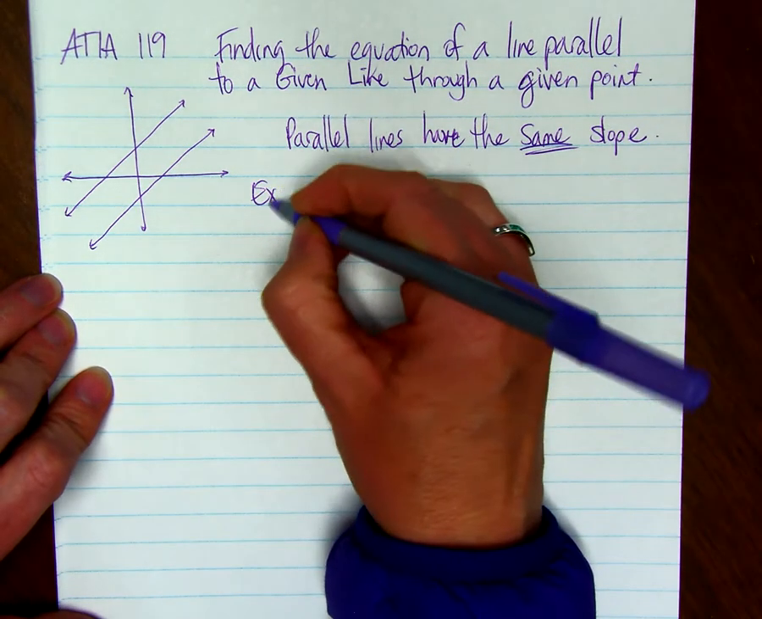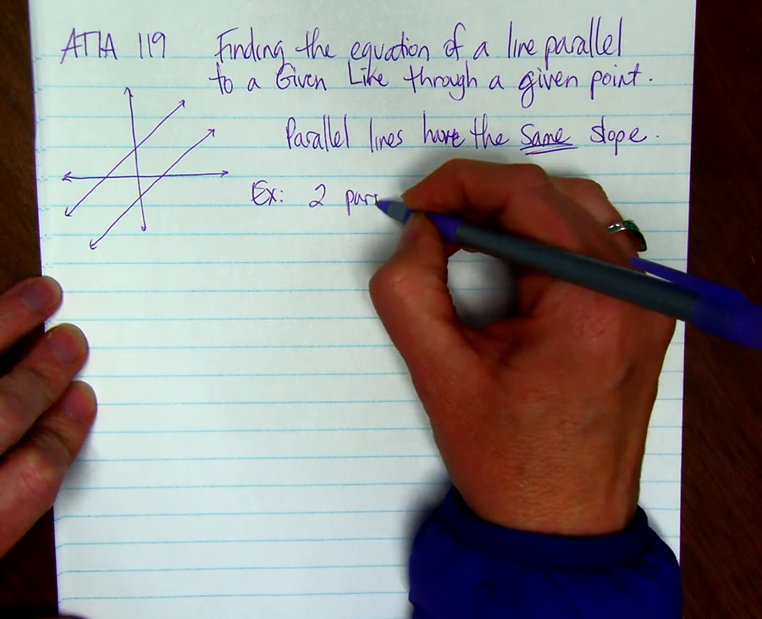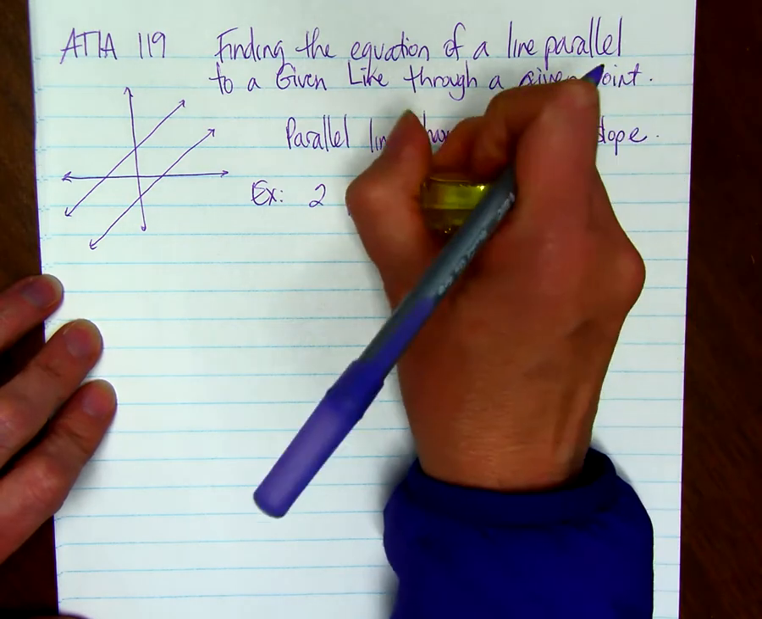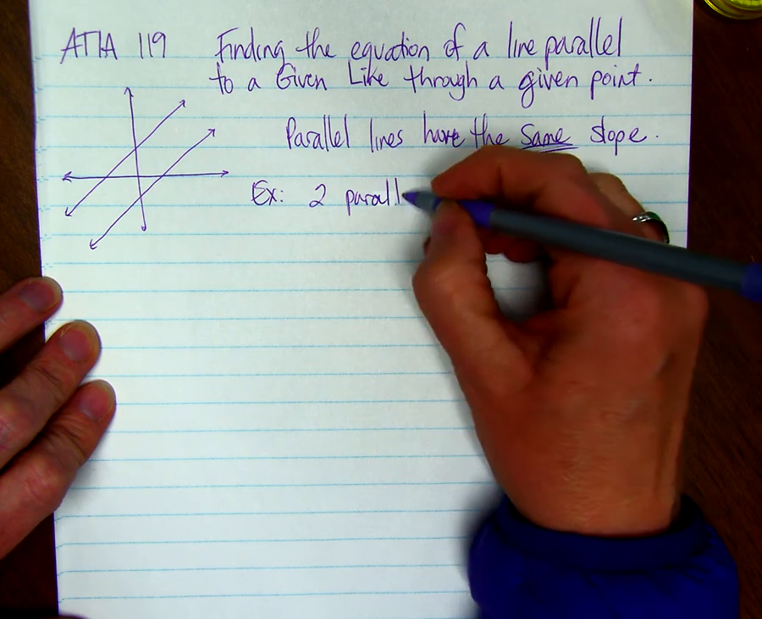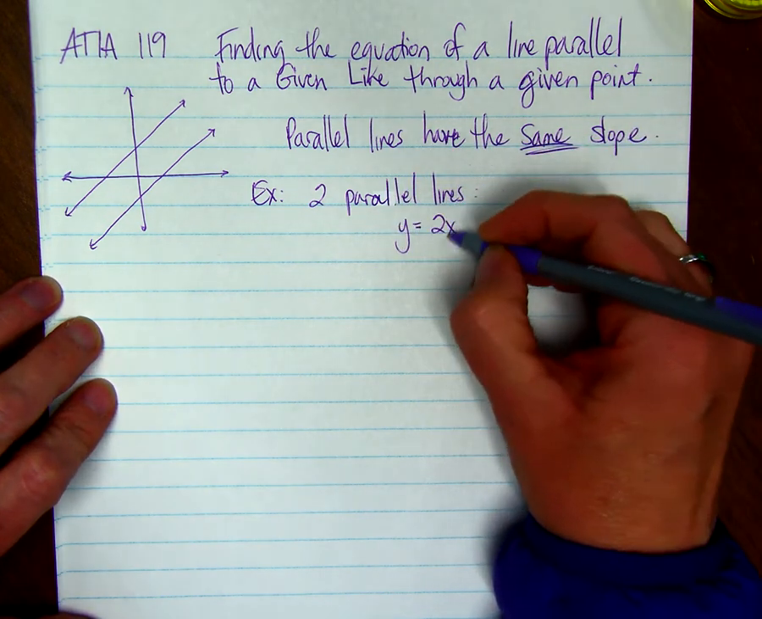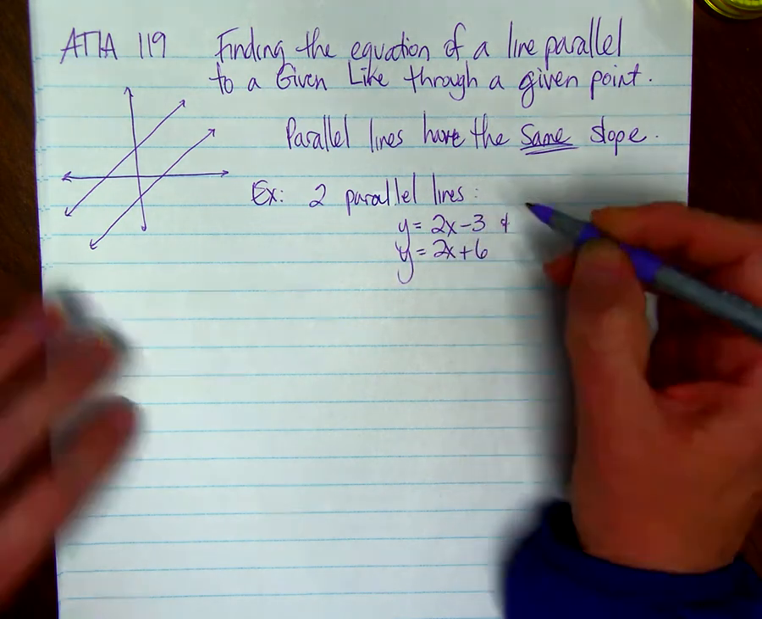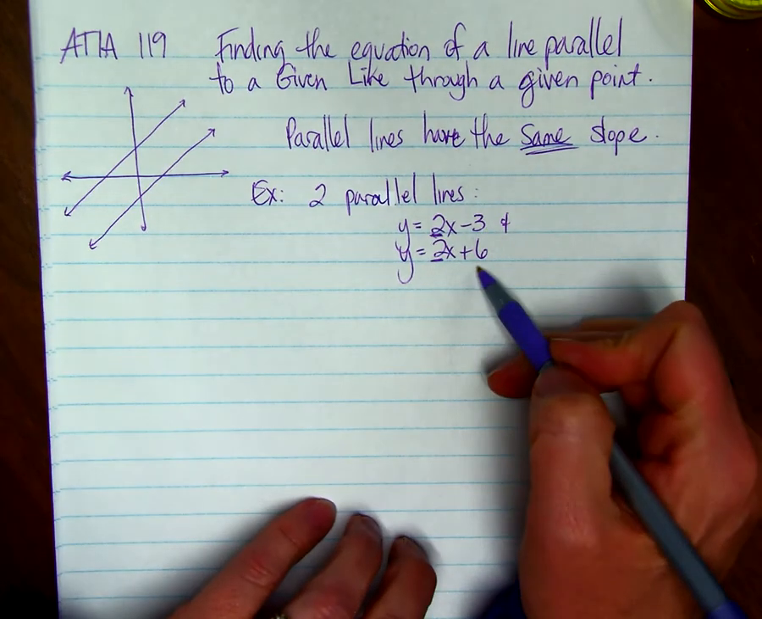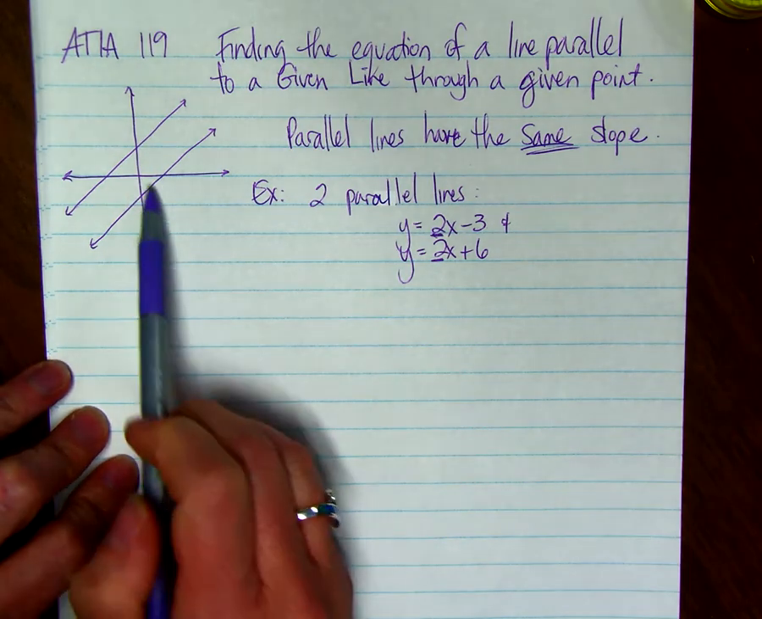So here's an example of two parallel lines. One has one L, no, one R, two L's. Y equals 2x minus 3 and y equals 2x plus 6. So they have the same slope, it's 2, and they have different y-intercepts. One's going to go through -3 and one's going to go through 6. A lot like this example.